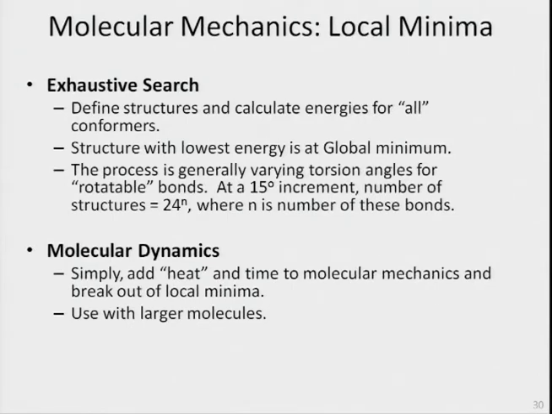So generally, single bonds are rotatable. Double bonds are not rotatable because they want to be coplanar. So as an example, at a 15-degree increment, the number of structures would be 24 to the n, where n is the number of these bonds. So it shouldn't be too difficult to see that if you have more than just a few bonds, this number gets to be really exponentially huge. And so even the fastest supercomputers won't be able to tell you what the global minimum is, even for a relatively simple molecule that's of moderate size.